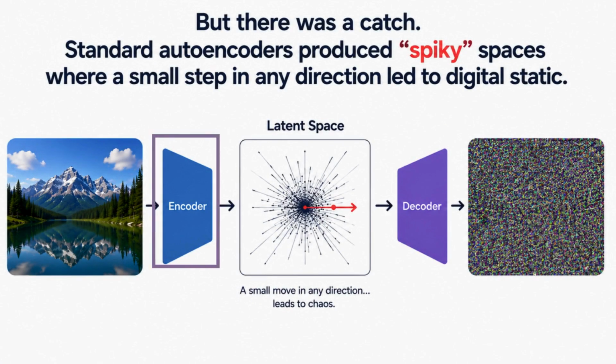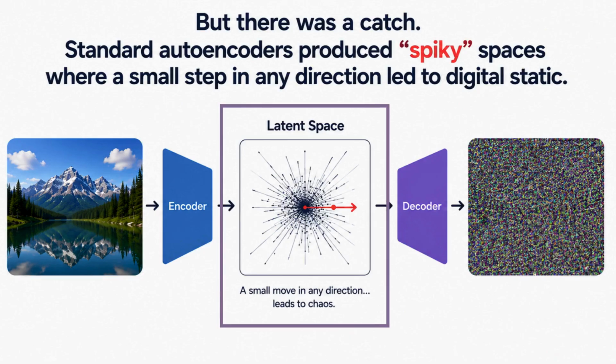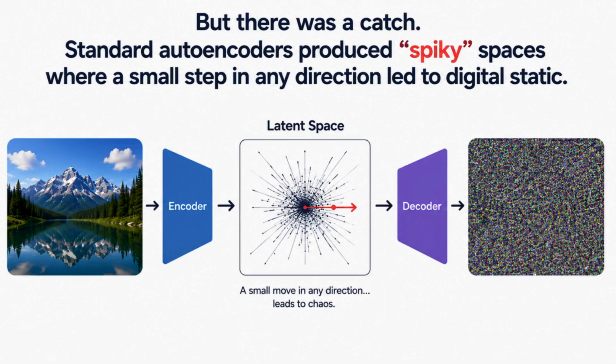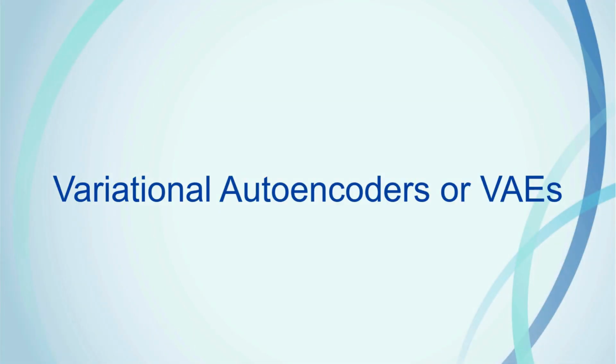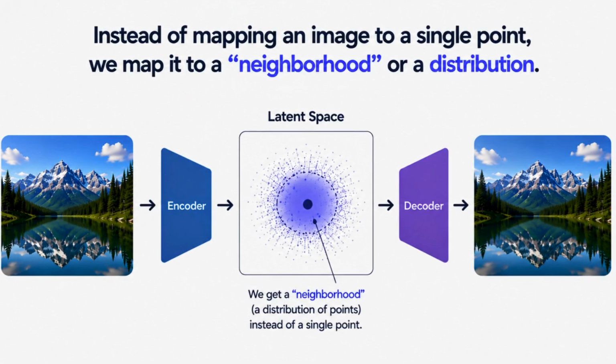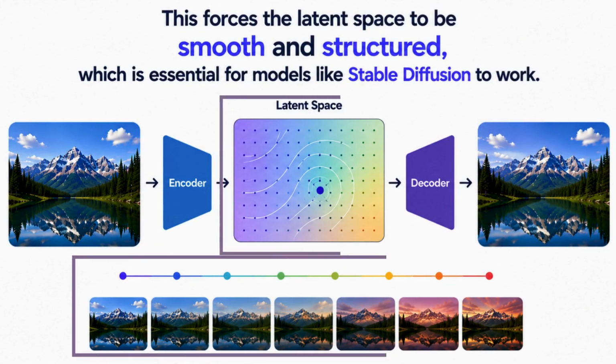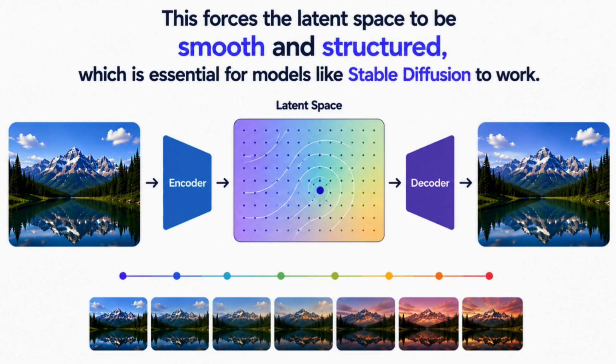But there was a catch. Standard autoencoders produced spiky spaces, where a small step in any direction led to digital static. So, we moved to variational autoencoders, or VAEs. Instead of mapping an image to a single point, we map it to a neighborhood or a distribution. This forces the latent space to be smooth and structured, which is essential for models like Stable Diffusion to work.